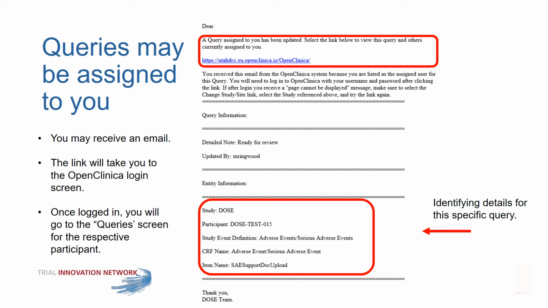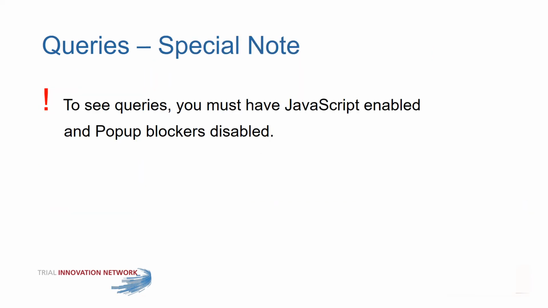It does include some identifying details about the query. You can click on the link and it will take you to the OpenClinica login screen. You can then log in and go to the Queries screen. Note, to see queries, you must have JavaScript enabled and pop-up blockers disabled.